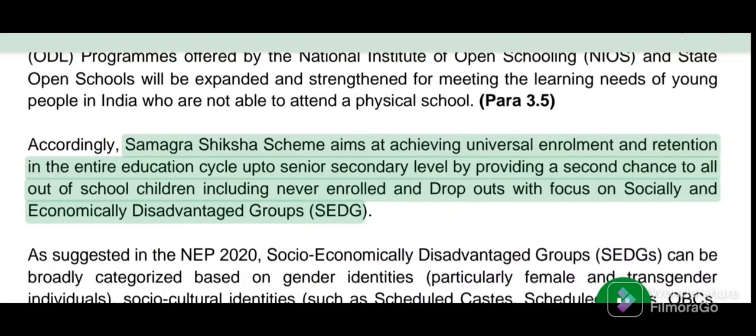Accordingly, Samagra Siksha scheme aims at achieving universal enrollment and retention in the entire education cycle up to senior secondary level by providing a second chance to all out-of-school children, including never enrolled and dropouts, with focus on socially and economically disadvantaged groups (SEDG).